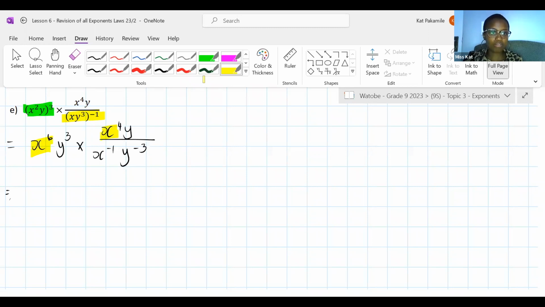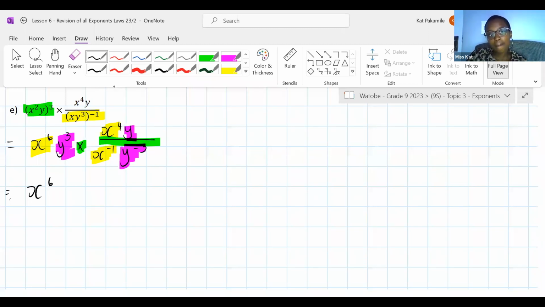Ooh, there's an easier way to do this. Do you see we have two variables? Let's think law number 1 and 2. We are multiplying and we are dividing. That's a multiply and that's a divide. So you're gonna write down your base, which is x. 6, when you are multiplying, what do you do to the exponent?